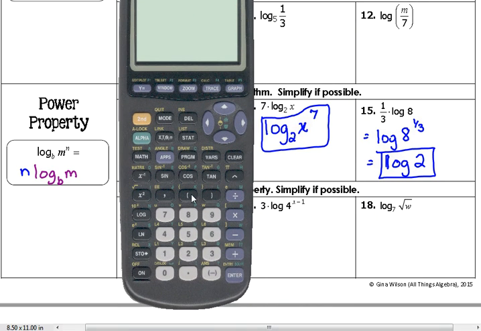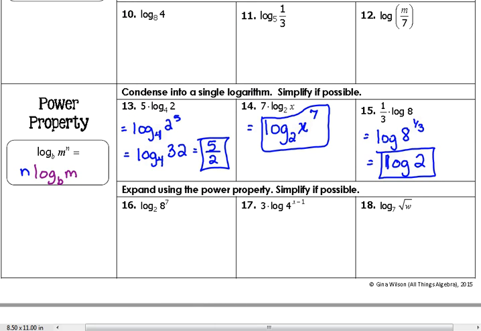Now, if the 1/3 thing is still not making sense to you, just type it into your calculator. Just do 8 to the 1/3 in your calculator, and it'll spit out 2. If it doesn't give you a whole number, then just leave it the way it is. Okay, so now we're going to go the other way. We're going to expand. So we're going to move exponents in front of our logarithms.